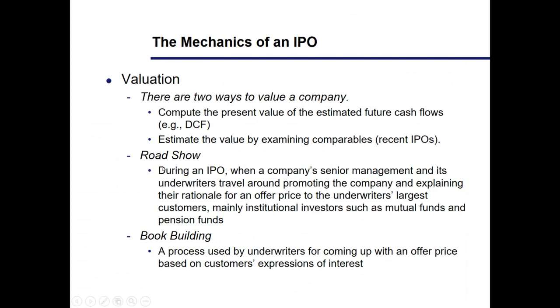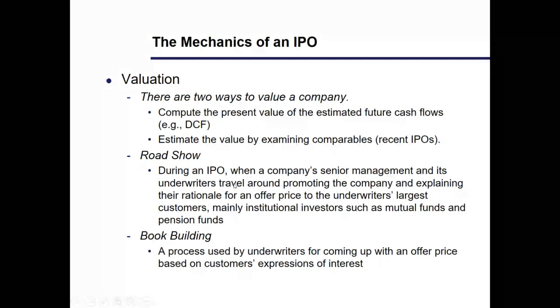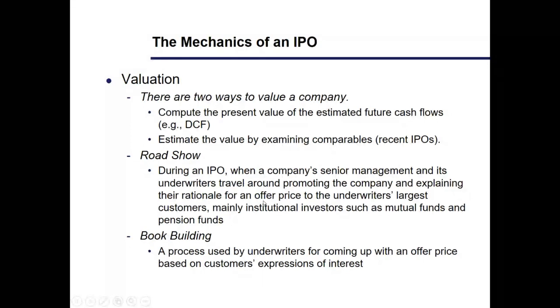You do a roadshow during an IPO when the company's senior management and underwriter travel around promoting the company, explaining their rationale for an offer price to the underwriter's largest customers, mainly institutional investors such as mutual funds, pension funds, and so on. And then you do the process we call book building, which the underwriter will use to come up with the offer price that ensures that all the shares they are going to issue will have potential buyers who are going to take those shares at the time of the IPO.